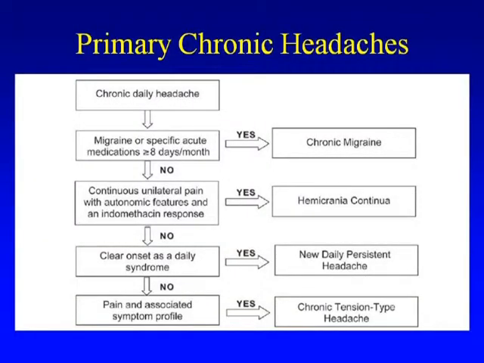Now, when you exclude all secondary causes, then you're left with the primary chronic headache conditions. Then you have to differentiate which primary headache condition of chronic nature the patient has. As I mentioned before, if the patient has migraine headaches on 8 or more days per month, then most likely the patient has chronic migraine. If the patient complains of unilateral pain with some autonomic features like tearing of the eyes or droopy eyelid, and has some response to indomethacin, then we operate with a diagnosis of hemicrania continua.